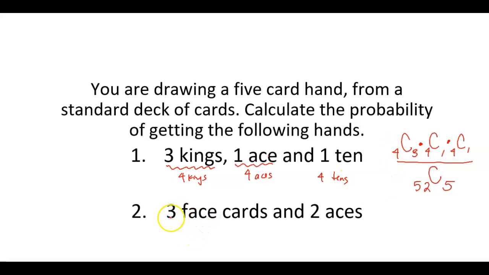Okay, so number 2, what is the probability of getting 3 face cards and 2 aces? So again, we have a 52 card deck and we are choosing 5 of them. So this is all the ways to do that. There are 12 face cards, 4 from each suit. So we are going to take our 12 face cards and choose 3 of them. And of the aces, there are 4 aces. So we would take 4, choose 2. And that would give me the probability of getting that hand, okay?